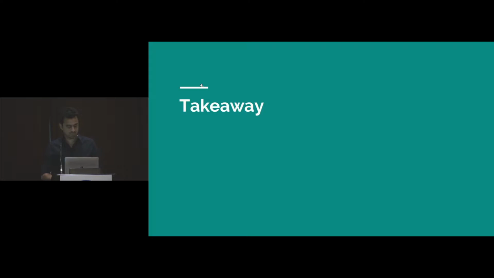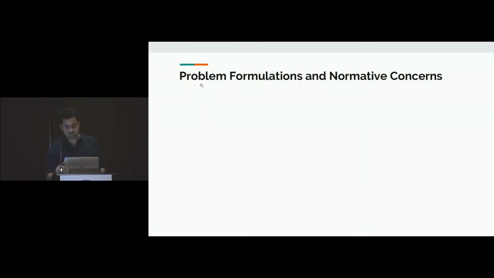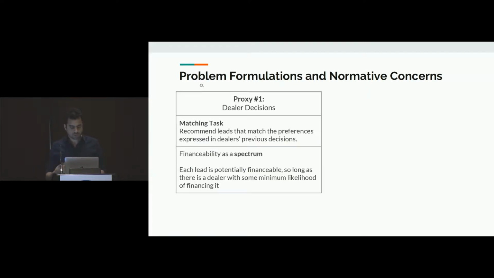Let's stop here now and take a look at one of the many concrete takeaways from this case study. We find that the normative implications of data science systems evolve alongside changes in the different problem formulations of lead quality. On the one hand, the proxy of dealer decisions. In this matching task, the goal is to recommend leads that match the preferences expressed in dealers' previous decisions. Here, financeability operates on a spectrum, a more or less attribute. Each lead has at least a chance of seeing the light of day, of being sent to at least one dealer with the highest probability of financing it.